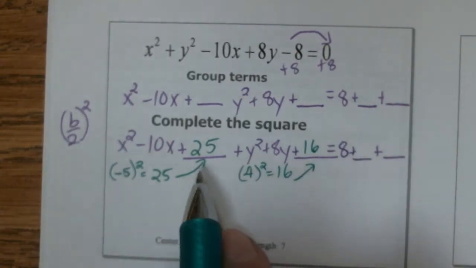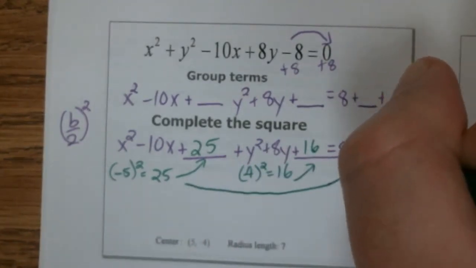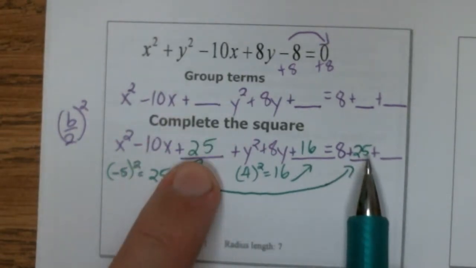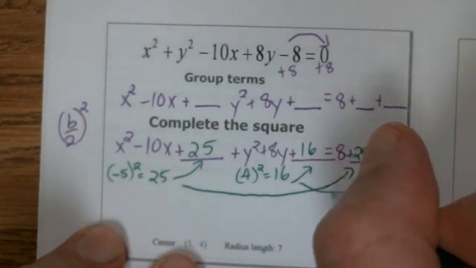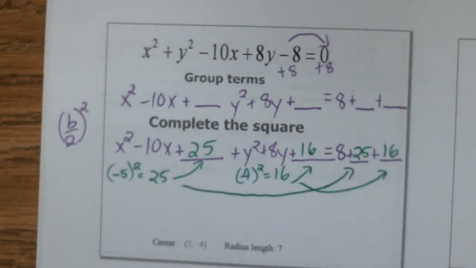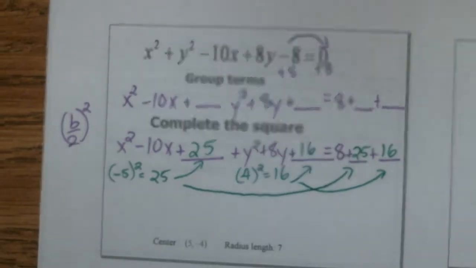So the 25 goes in this blank, and then I also have to put a 25 in that blank. All I'm doing, guys, I'm keeping the seesaw balanced. I got 25 bricks on the left, 25 bricks on the right, keeping the equation balanced. I added 16 bricks to the left, so I got to add 16 bricks to the right to keep my equation balanced. Okay, so half of b squared is how to complete the square.